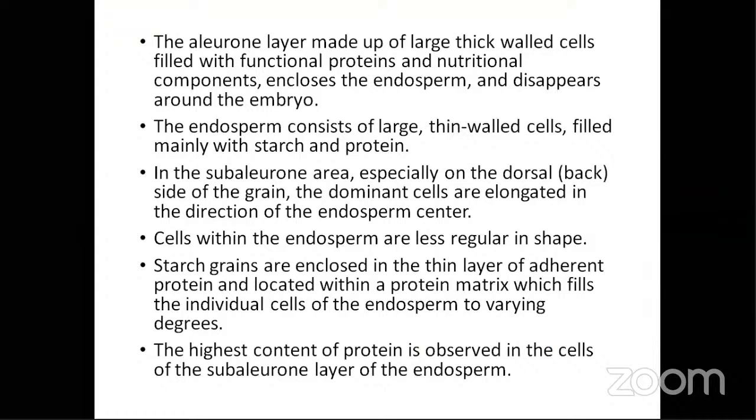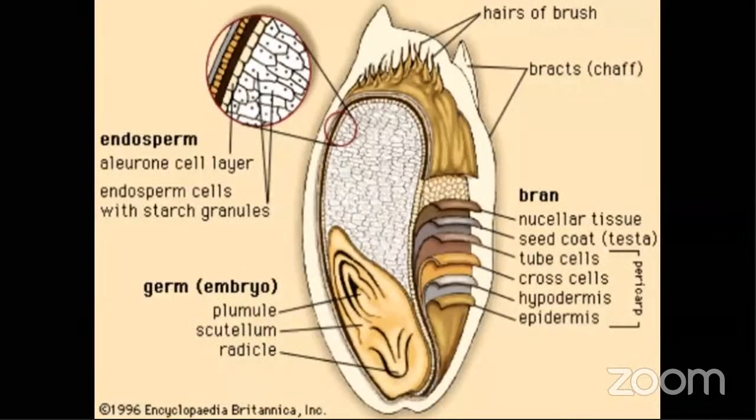This aleurone layer is made up of large thick-walled cells, which are filled with proteins and nutritional components, and it encloses the endosperm and it disappears around the embryo. So you may see here, as we move down, if you can see the figure properly, look at my cursor here. You may see one brown colored line is there, and inside the brown colored line there is again one more layer of cells.